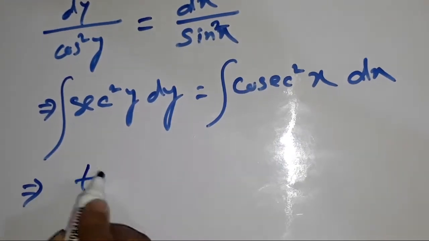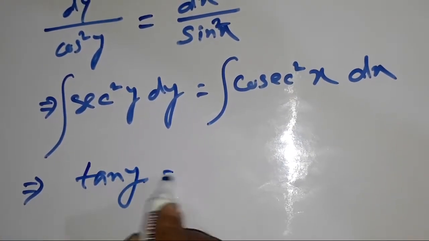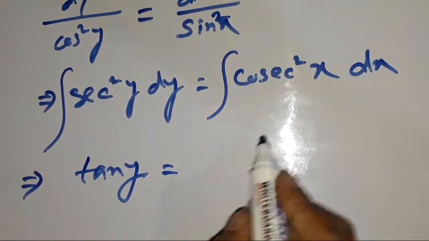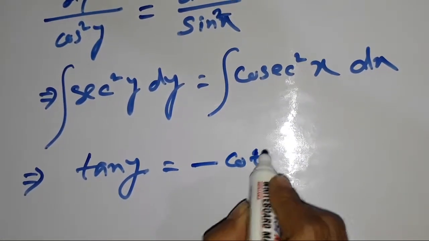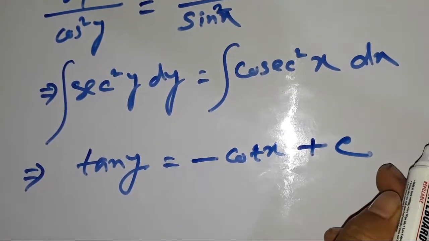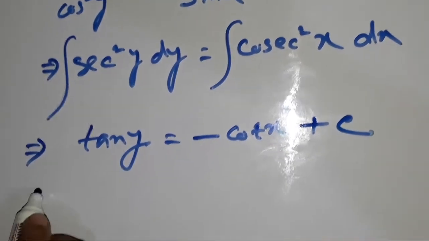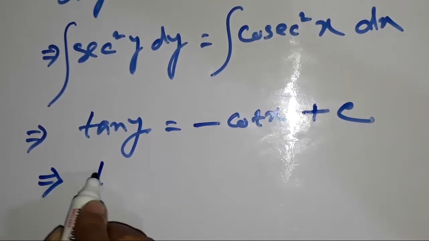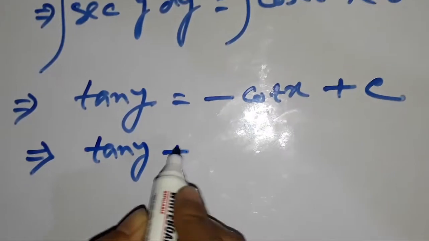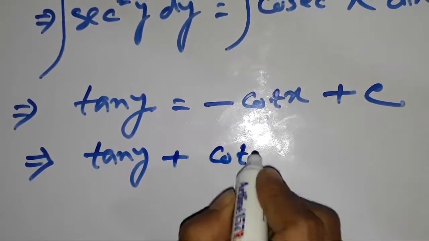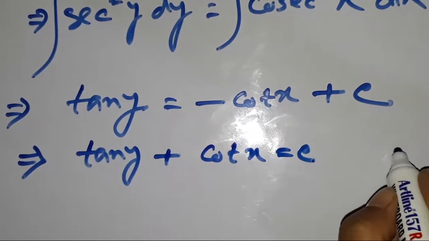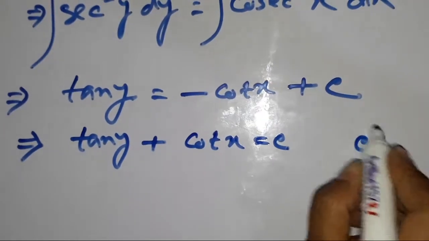The integration of sec² y dy is tan y, and the integration of cosec² x dx is minus cot x. Clear? And c is the arbitrary constant. So tan y plus cot x equals c is the required equation, and which one is the option of C?